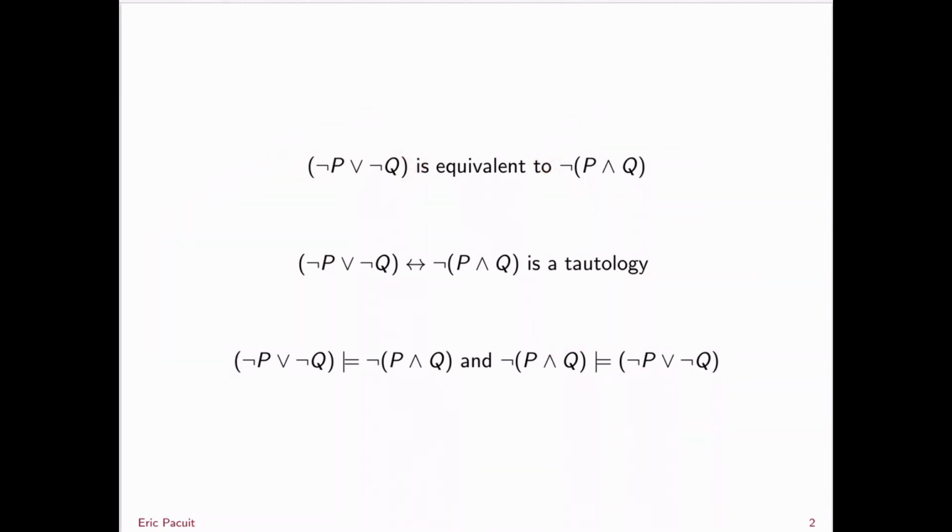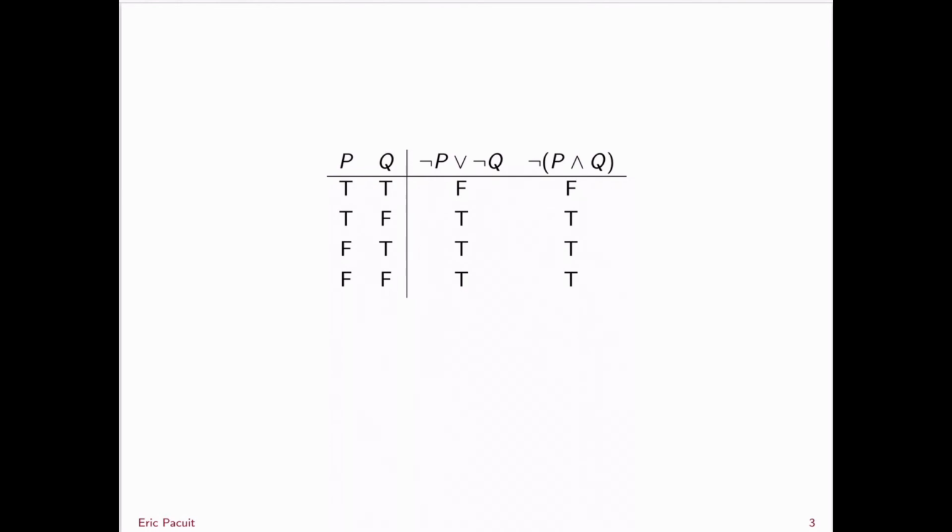Now, we can see that very easily by looking at a truth table. Here in this truth table, since there are two atomic propositions, there are 4 rows to the truth table.